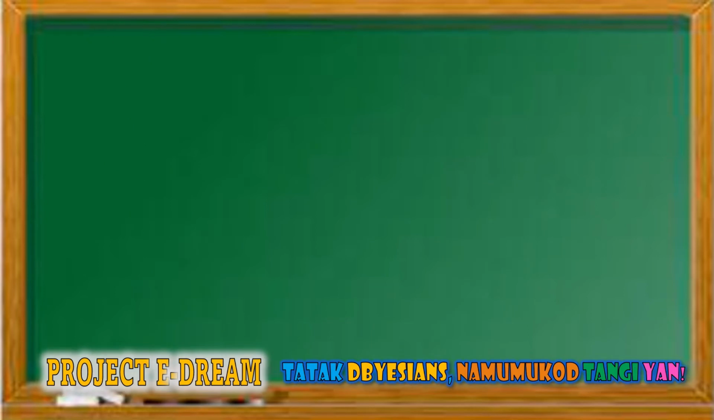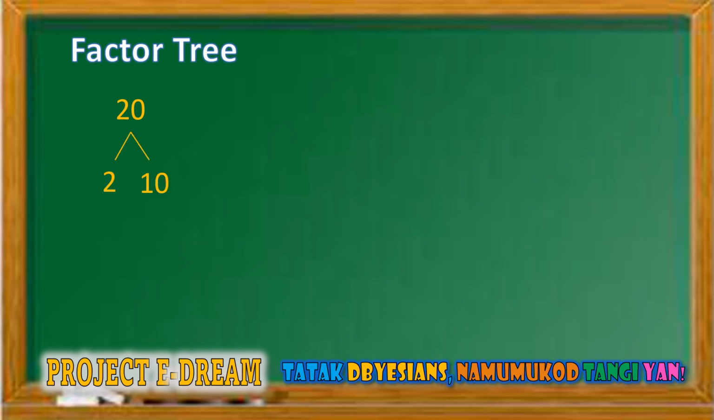Another example, let's find out the prime factors of 20 using factor tree and continuous division. The factors of 20 are 2 times 10. 2 is a prime number. So the factors of 10 are 2 times 5. 2 and 5 are already prime numbers. Therefore, the prime factors of 20 are 2 times 2 times 5.